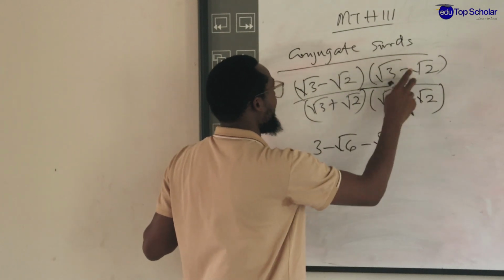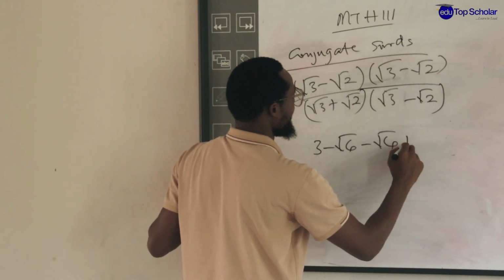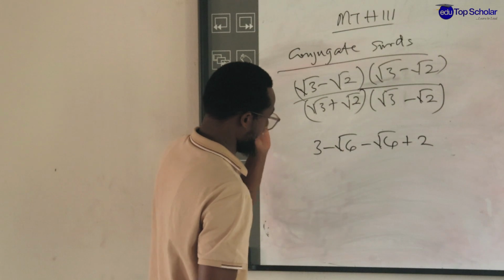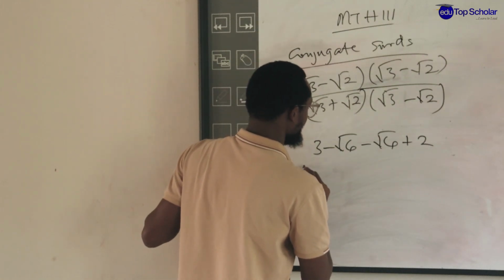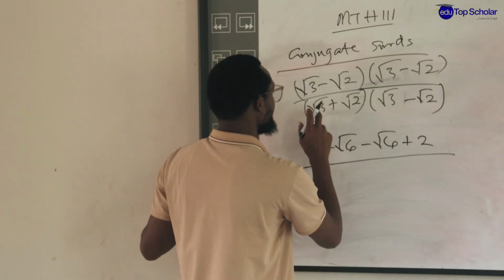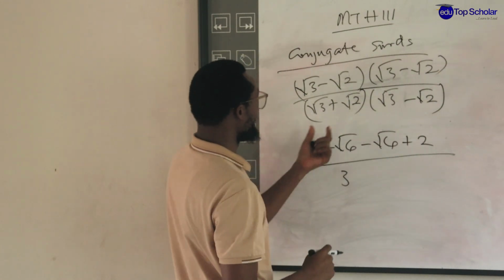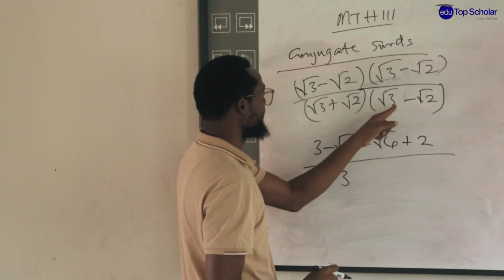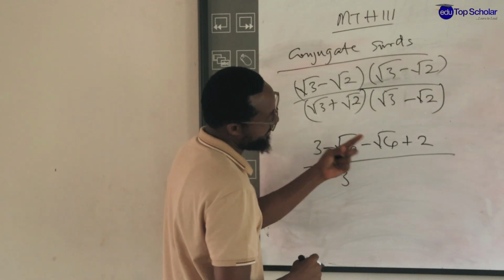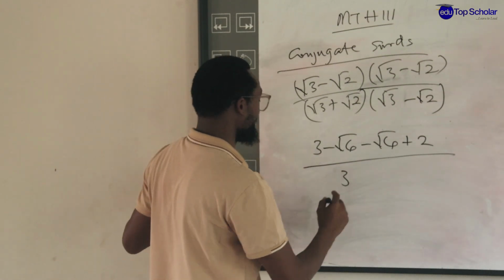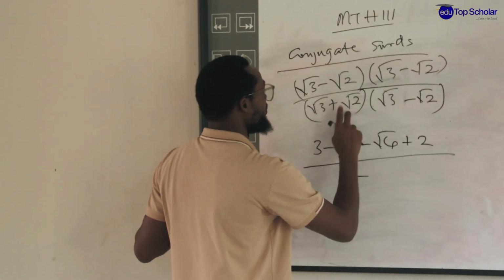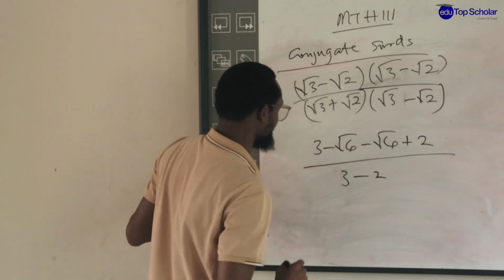And root 2 by root 2, that one is plus 2. And this will be root 3 by root 3, we have 3, root 3 by this, we have minus root 6, root 2 by root 3, we have plus root 6, so that will take care of that, and we go straight. Minus root 2 by root 2, that will be minus 2.